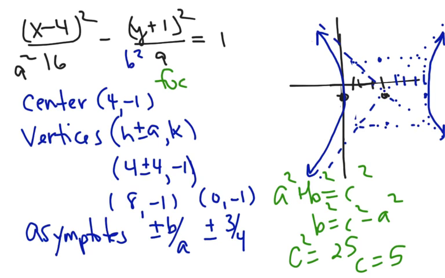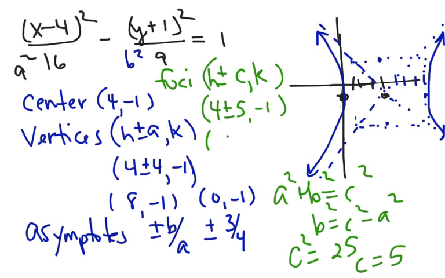The foci are at h plus or minus c, comma k. So the foci must be at 4 plus or minus 5, comma negative 1. So they should be at 9, negative 1, and they should be at negative 1, negative 1.